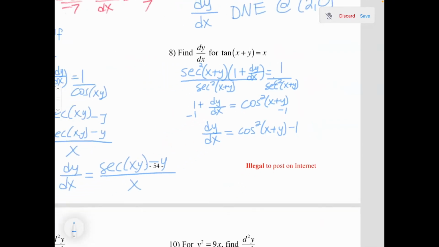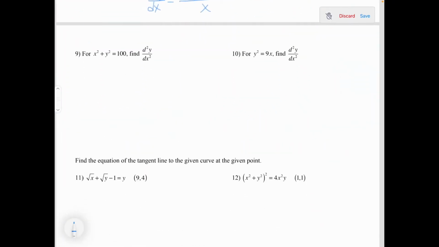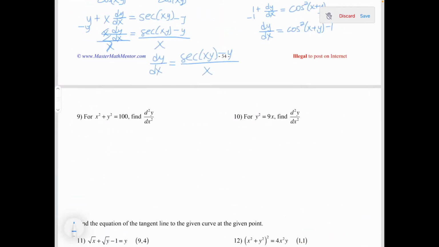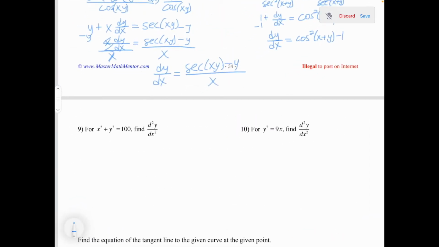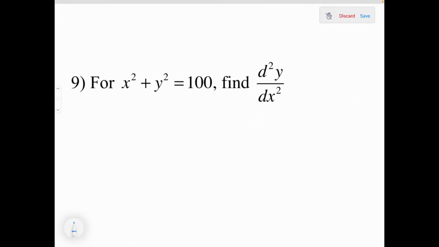Remember, derivative just refers back to this idea of slope of the tangent line. And this is a formula for the slope at any point. We could also find second derivatives, d squared y dx squared. This is the same idea as f double prime of x, but since we're doing it implicitly, we're going to use the d squared y dx squared notation.